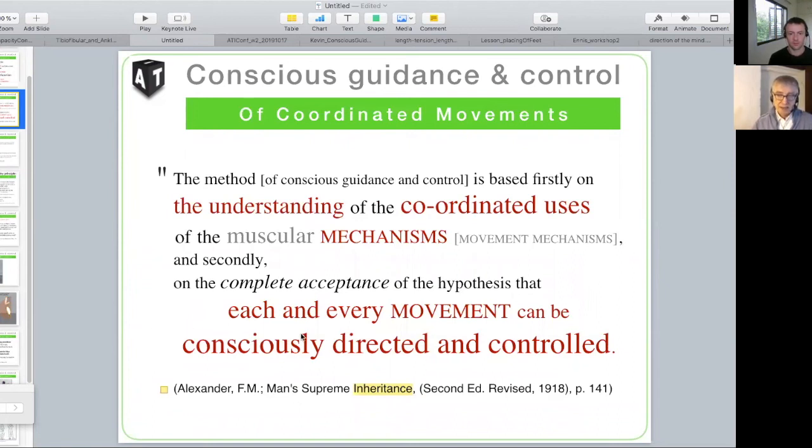What it means is that it's possible to use instructions. Alexander used this idea of new orders. I think we need to talk one day about the orders that are used in the Alexander technique. And each and every movement can be consciously directed and controlled. It's possible to give people instructions of movements.